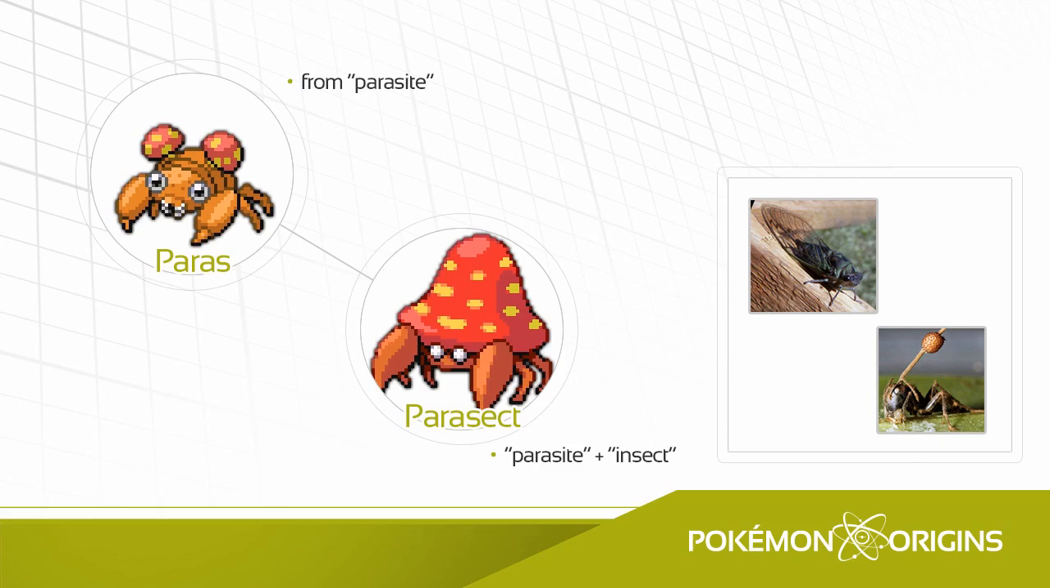Now these two are basically based on insects, particularly the cicada family, but the mushrooms on the back are very, very different. They're actually endoparasitoids, which are basically mushrooms. They're just going to sit on the back and they will take over the host as they do when Parasect evolves, so it's very, very nasty there.